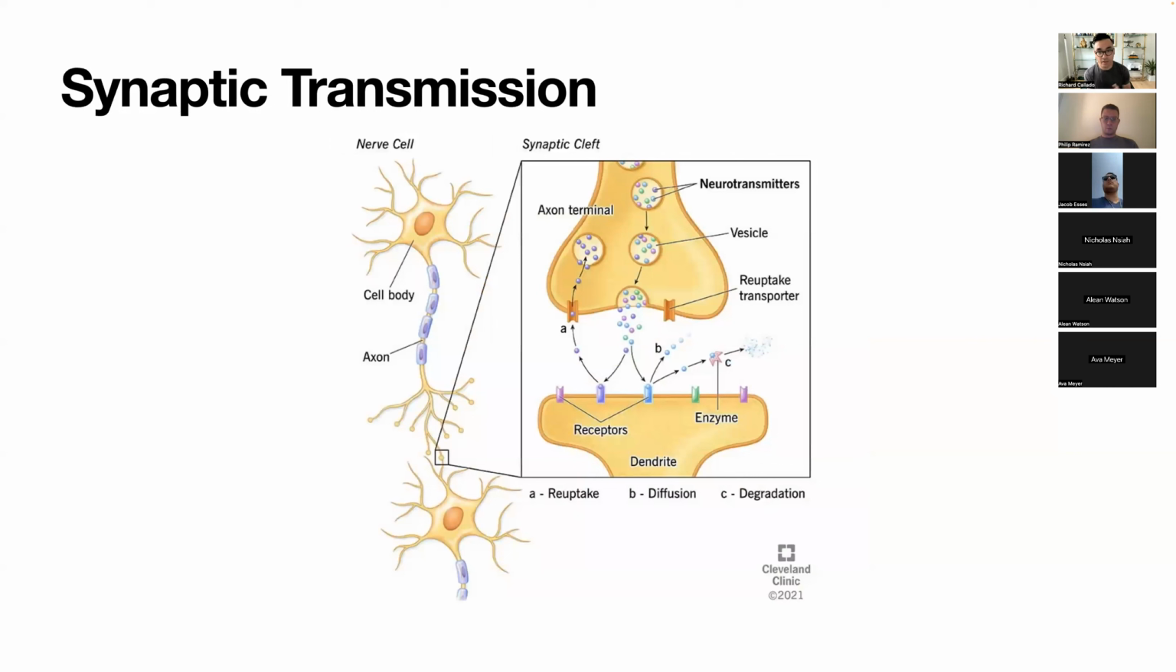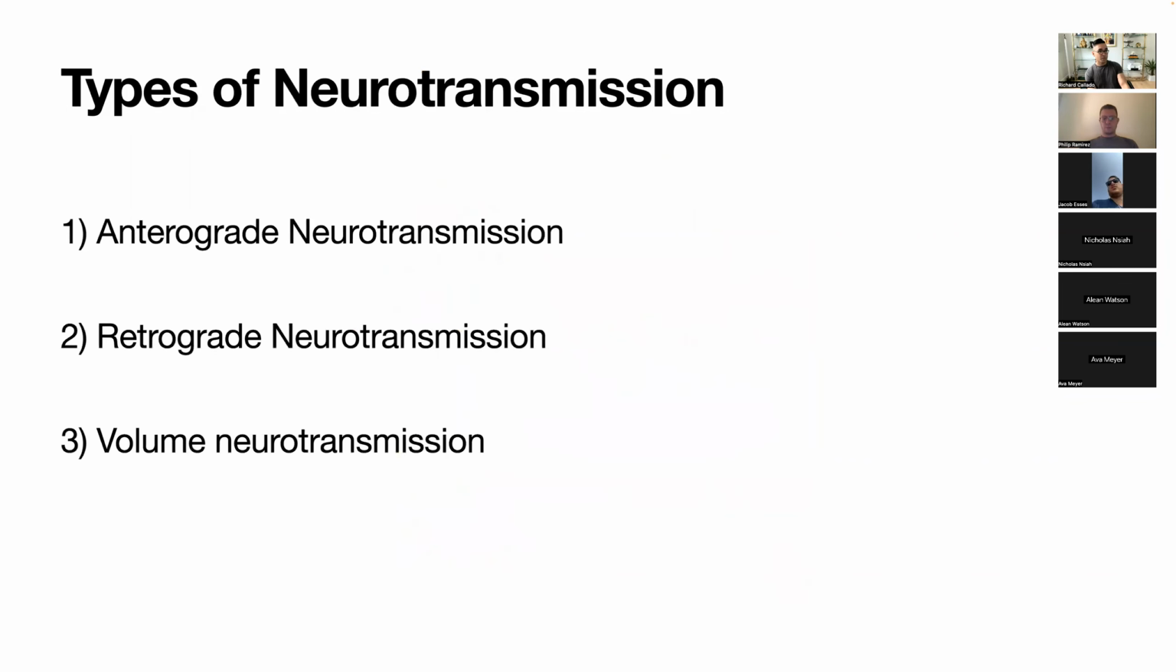Once again, it has to be recycled. There's different ways. Reuptake is a big one, especially now that we're going to be talking about ADHD medications. So instead of reuptaking serotonin, what are we going to reuptake? Call it out. 2 of them. Dopamine, norepinephrine. Very good. Excellent. Okay. Types of neurotransmission.